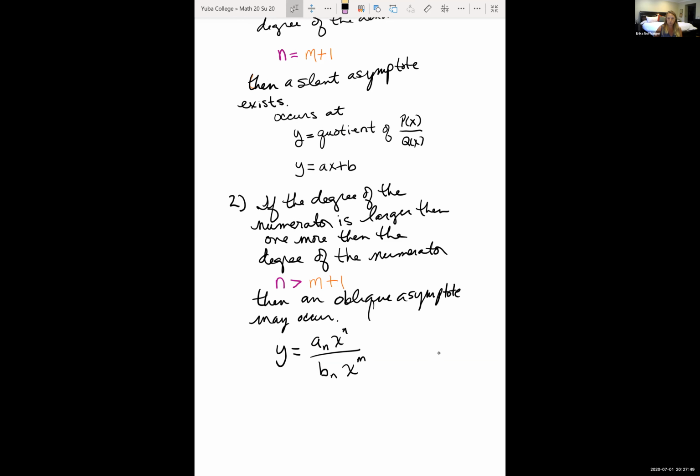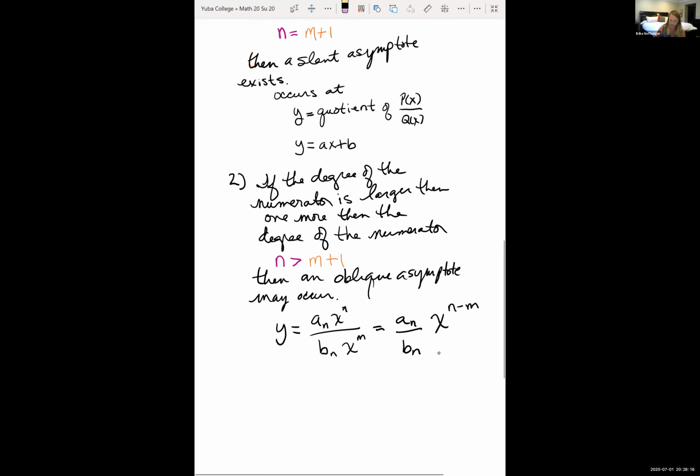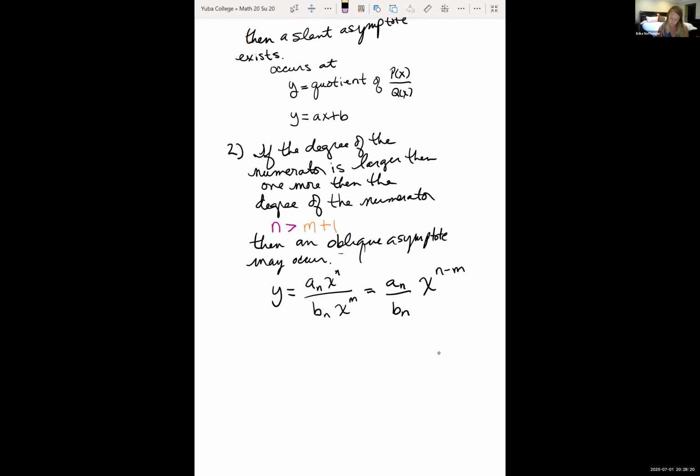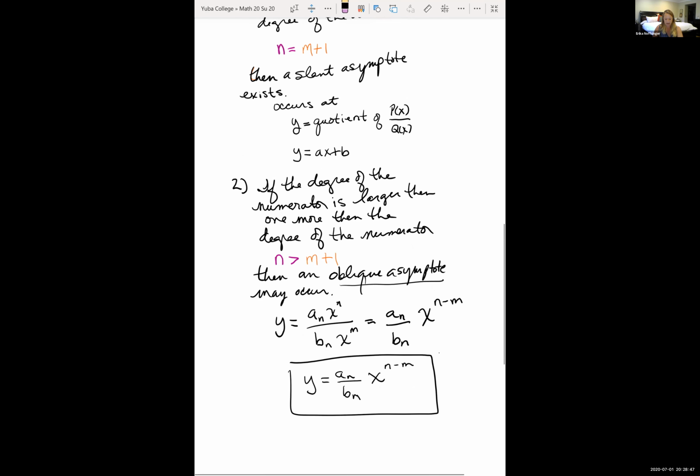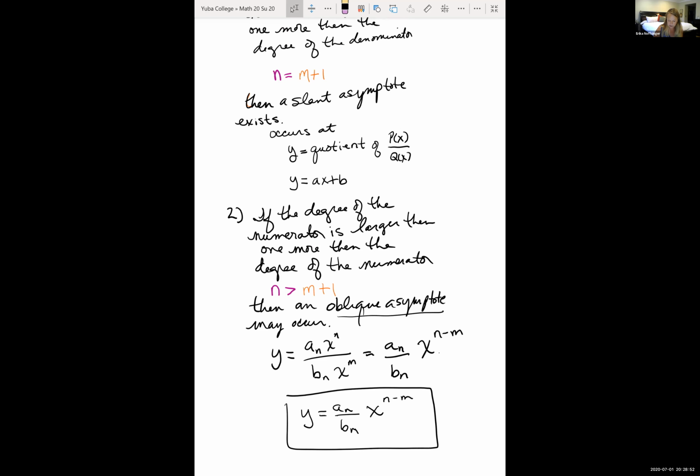Then we can just use our rules of exponents. Remember, if you're dividing, you have the same base. This is strictly multiplication in between in the numerator and denominator. We can do this. We just subtract the exponent that's on the bottom from the top. And so this would equal a sub n over b sub m, that leading coefficient, times x raised to the n minus m power. Okay, so you can only do this if the degree of the numerator was more than 1 larger than the denominator. You have to use long division the other way.